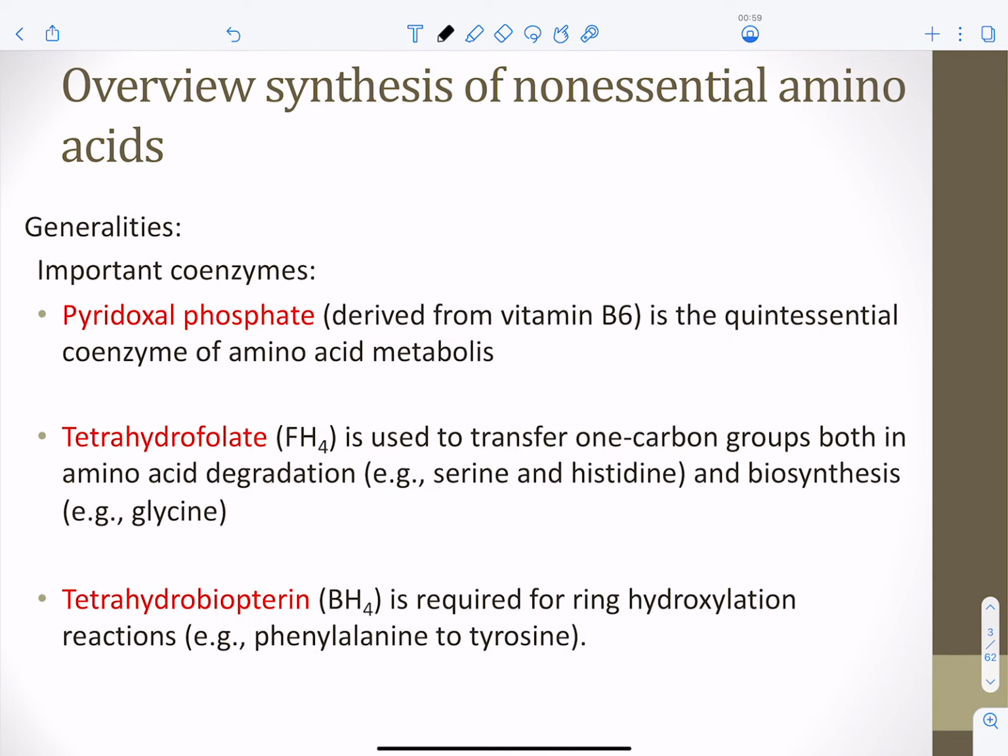So pretty much there are some important coenzymes. We have pyridoxal phosphate, or PLP. We have already dealt with PLP in transamination reactions. In degradation, your PLP is going to remove the amino group. And then, of course, in synthesis, your PLP is going to donate the amino group.